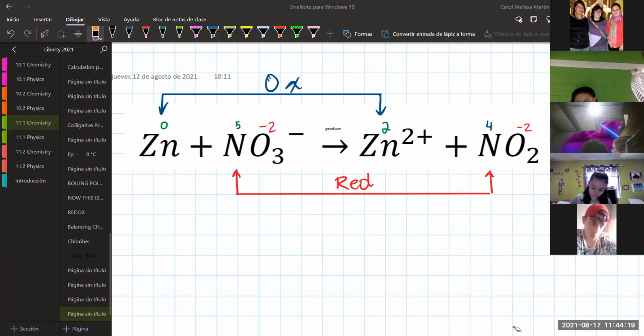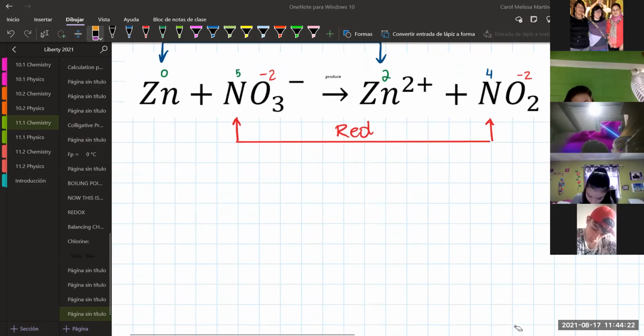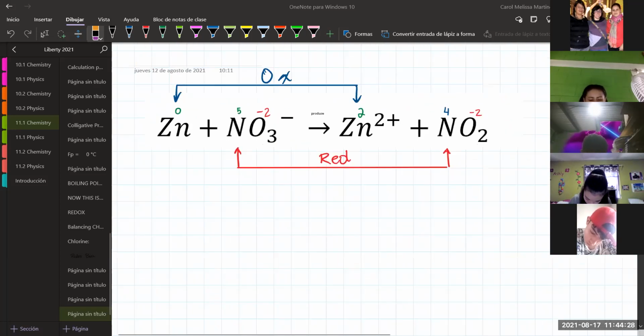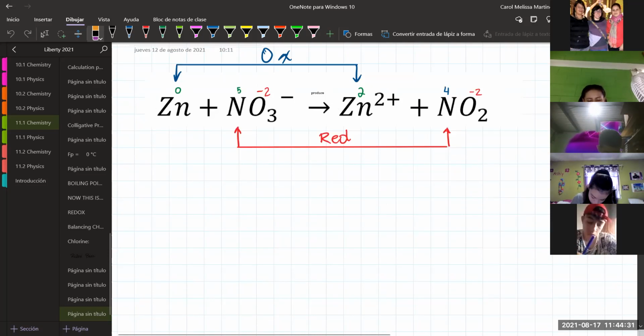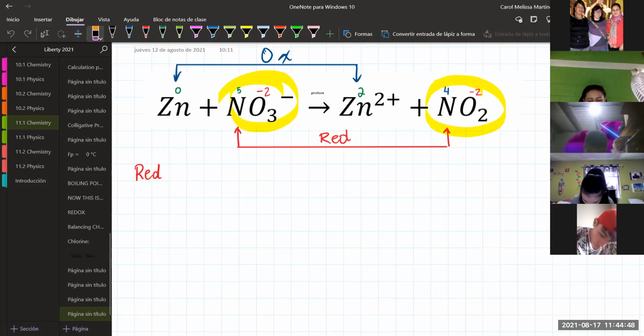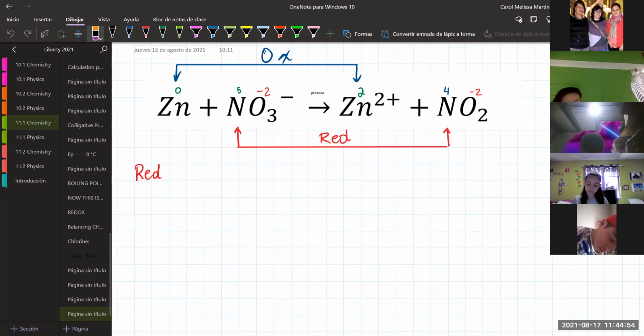Now, this is the step 0 from redox in basic solution. So what I do afterwards is I continue with the half reactions. So I begin with my redox. First, with my reduction equation, I'm going to write the half reaction. So I'm going to write the entire compounds that are involved in the reduction. So we say NO3 minus is producing NO2.